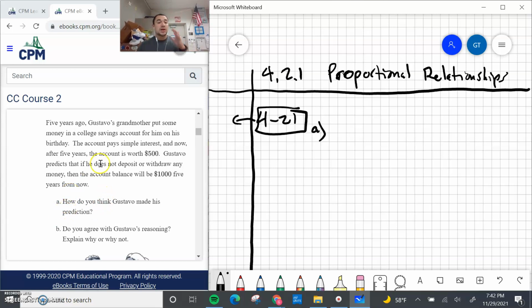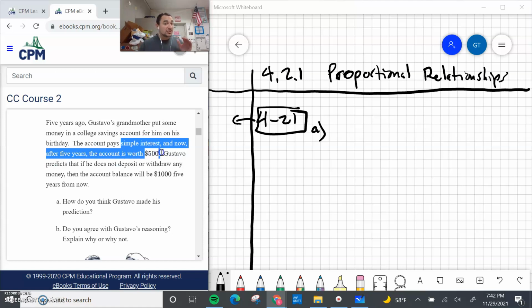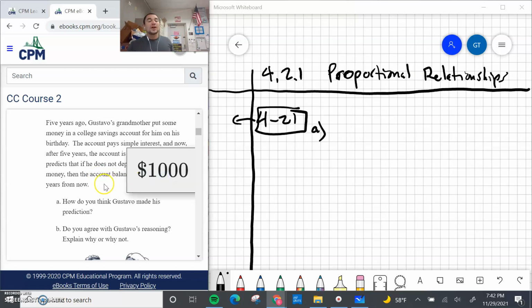5 years ago, Gustavo's grandmother put some money in a college savings account that's going to pay simple interest. After 5 years, so 5 years later, it's now worth $500. Gustavo predicts that if he does not deposit, which means put money in, or withdraw, take money out, then the account will go to $1,000 5 years from now. How do you think Gustavo made this prediction?